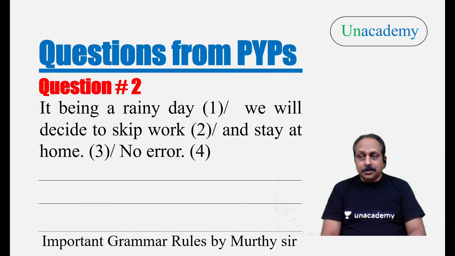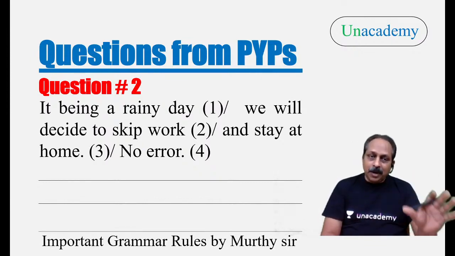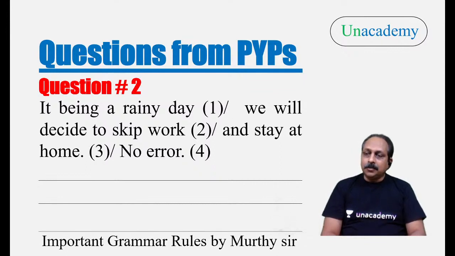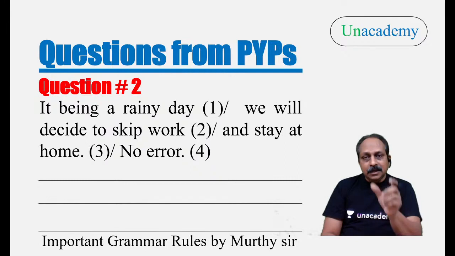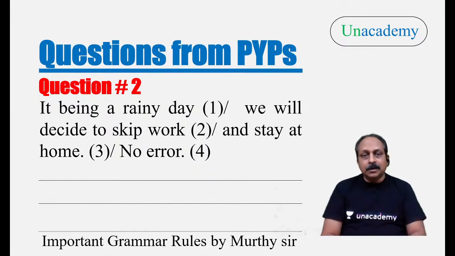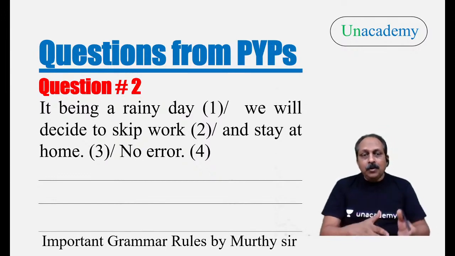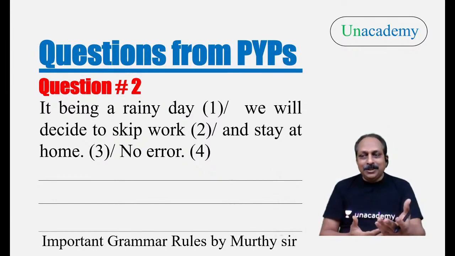No, no, that is not right. Nothing wrong with "it being a rainy day"; I said that at the outset. Yes, there is an error in the second part. What is that error? It being a rainy day, we decided; the verb should be in the past. "We will decide" cannot be in future.